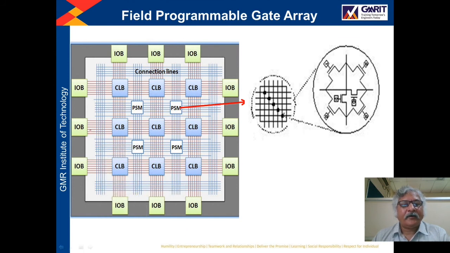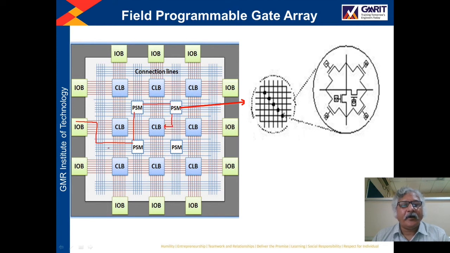Okay, let us assume IOB is my input. From here some signal is coming, right? So it can move here. From here it can go to this side. From PSM it can be routed towards this side. From this PSM it can be routed towards this side. From this PSM it can come here, and from here it can move to this CLB.